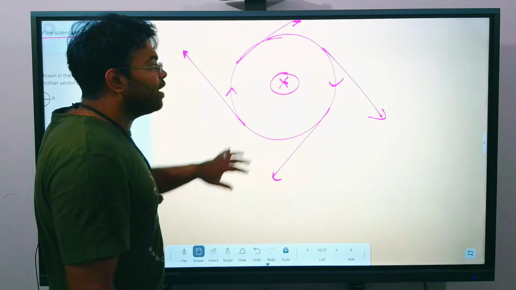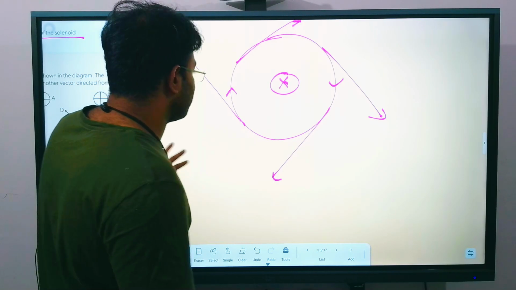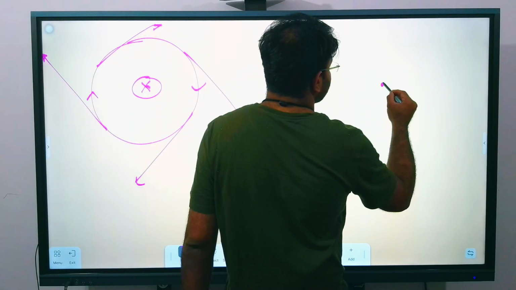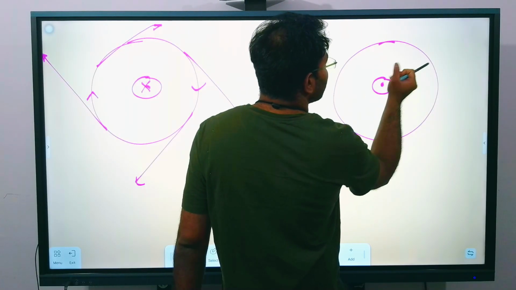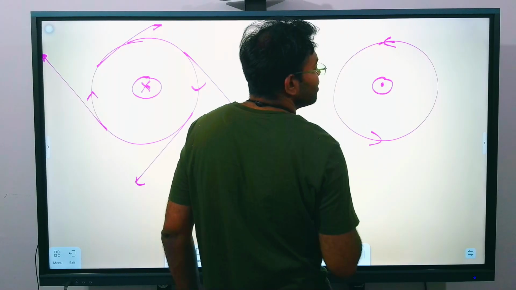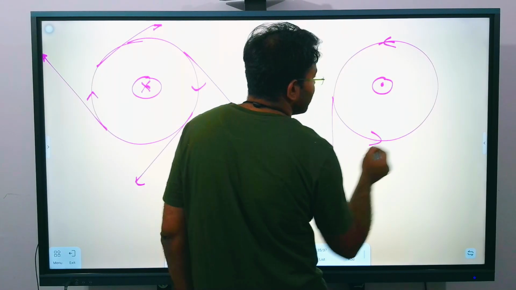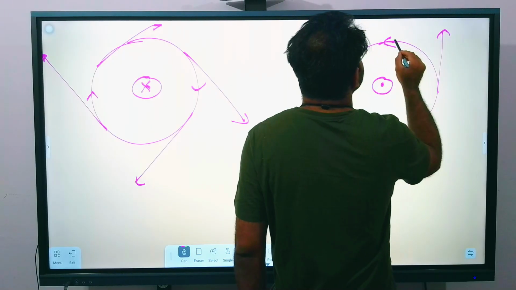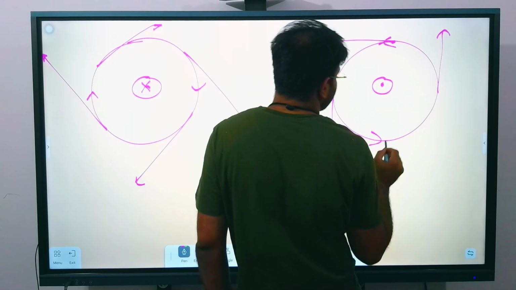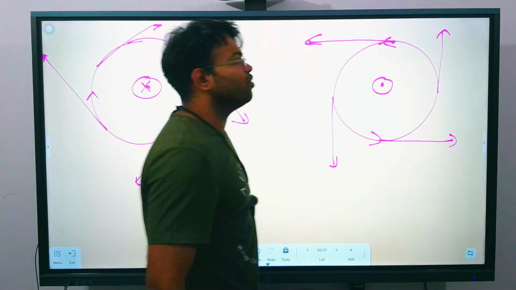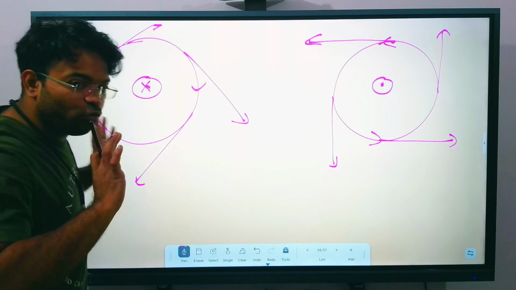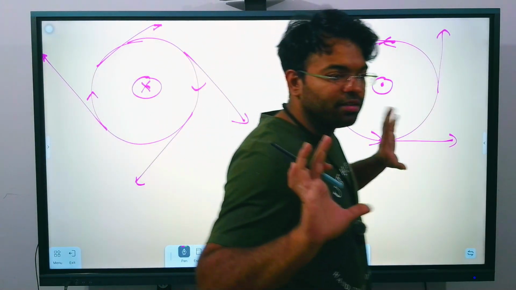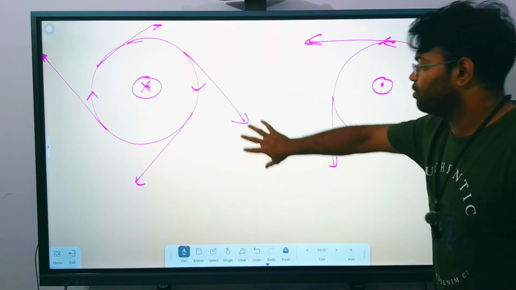Now, if you had the exact opposite of this one, if you had a dot, then what would happen? The magnetic field will basically travel like this. So you'll have a magnetic field here, here, here, and here. Understood? This is how you draw a tangent. Clear? Fully clear now? Should I explain it further? Perfect. Very good.